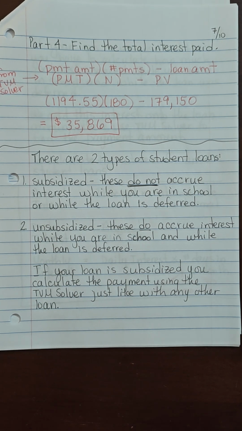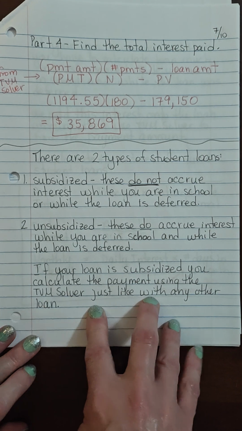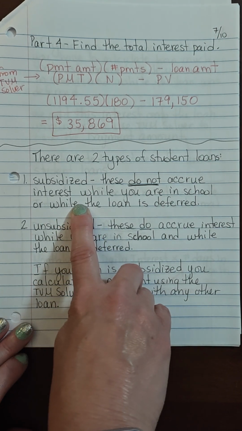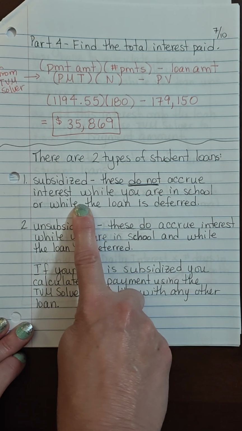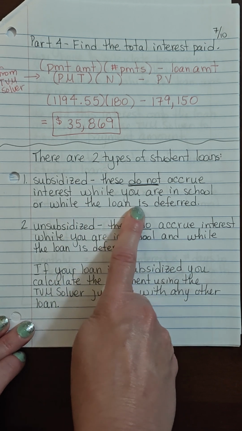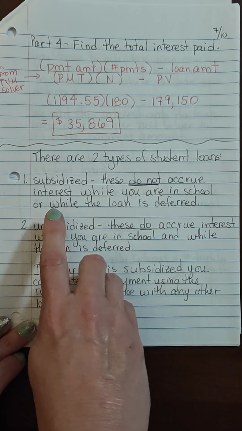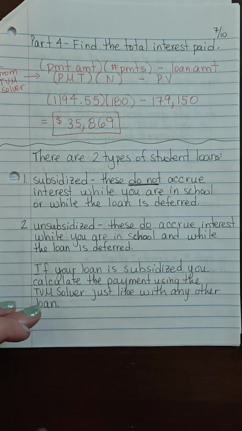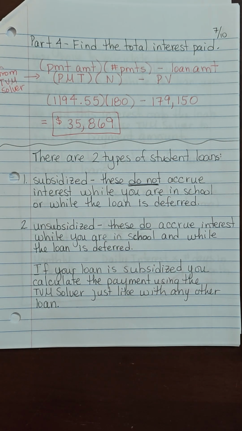You prefer, trust me, to get the subsidized ones because they're not accruing interest while you're in school or while the loan's deferred. Now, what that means is when you take out a loan, you don't want to be accruing interest and having that interest added onto your loan amount while you're in school. You would prefer that interest not start until you start your payback period. You prefer no interest at all, but that's not really an option.